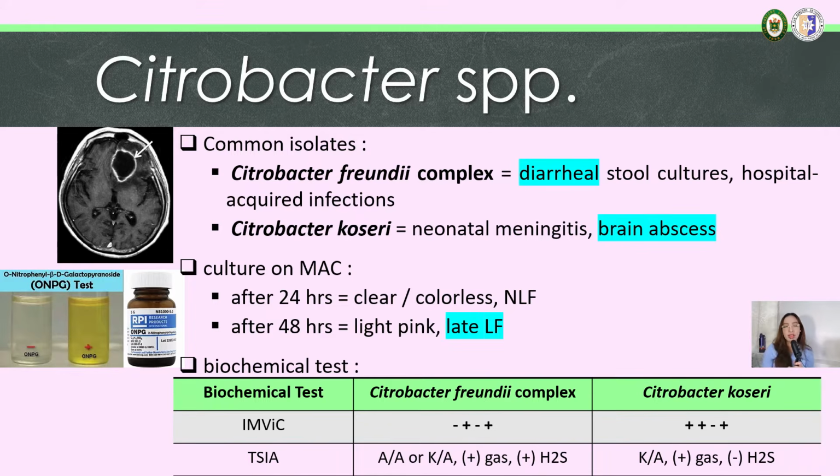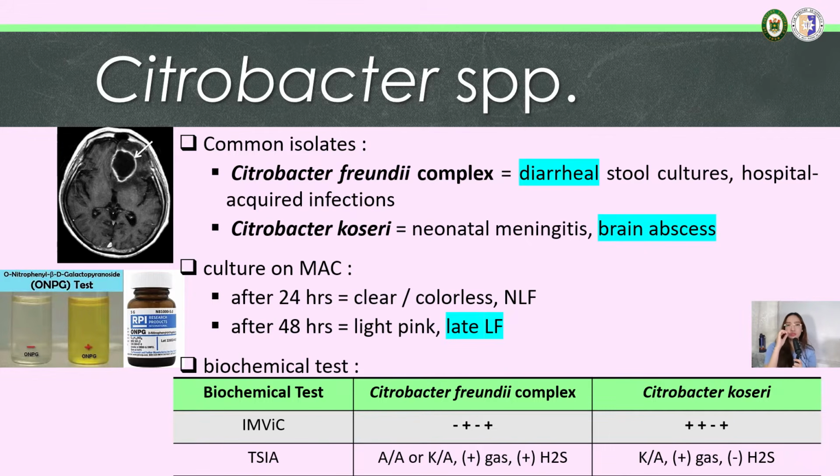All right, ulitin po natin. Within the usual 18 to 24-hour incubation, clear, non-lactose fermenting muna ang itsura ng Citrobacter species. But if you extend the incubation period for up to 48 hours, doon lang po sila magdi-display ng lactose fermentation. Alright? So that would take about 48 hours. Okay? So ayun po, no?